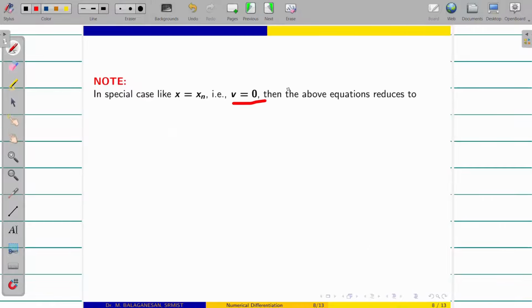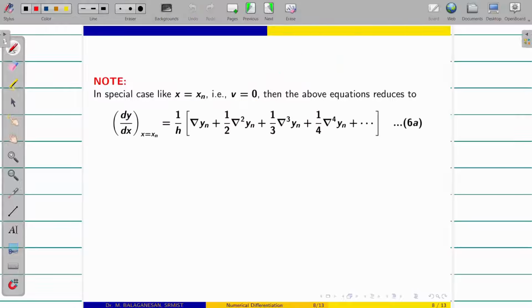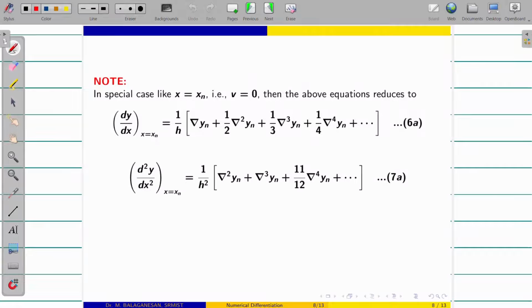Similarly, at x equal to xn, what is the v formula? v equals x minus xn divided by h. What will you get? This is h, so the x value is xn. Then what will you get? 0. The v value is 0. We have to substitute v equal to 0 in the first derivative formula and the second derivative formula, and you will get this. In the third derivative formula, if you replace v by 0, we will get this.